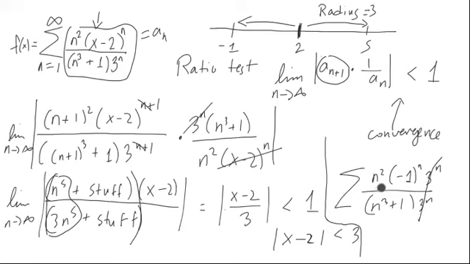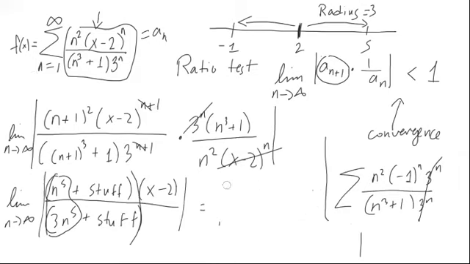Now, notice that it's alternating, and it's n squared over n cubed plus 1, which in some sense looks a little bit like 1 over n, which we know diverges. However, since it's alternating, there's hope. All we need is that the terms are decreasing by the alternating series test. So let's see about that.